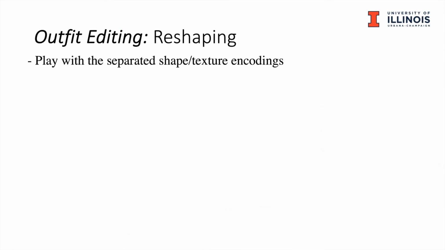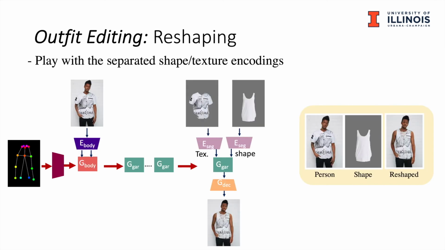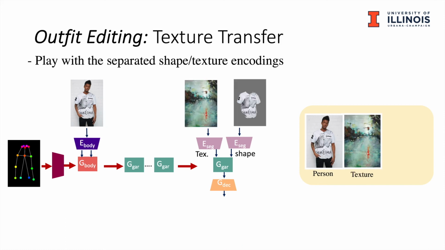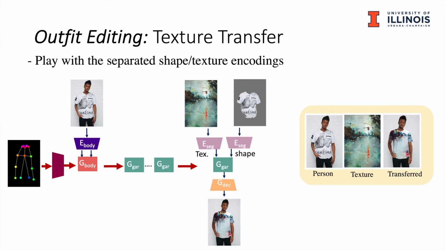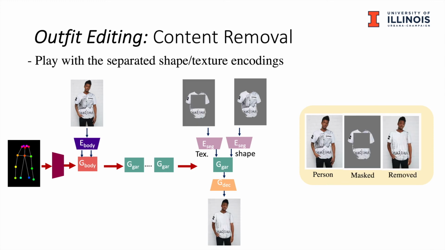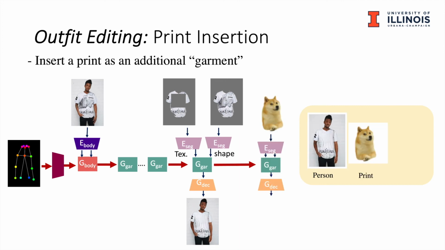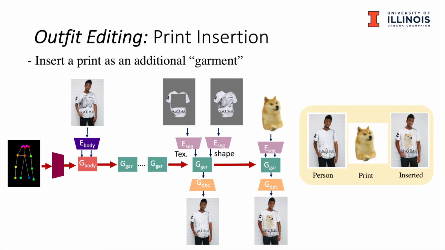Besides, we can also play with the separately encoded shape and texture. The shape and texture of a garment can actually come from different source images. By doing so, we can achieve reshaping, or we can achieve texture transfer. The texture input can even come from external source images. And we can do content removal by removing the unwanted region from the texture input. And we can do print insertion by treating the print as an additional garment input, and the model will render it in a plausible way.